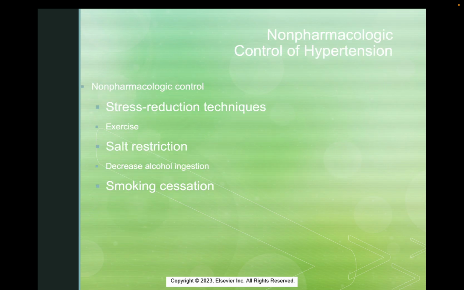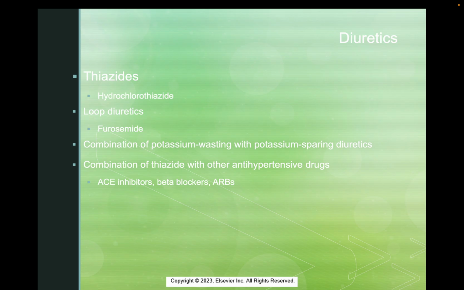So what are things we can do non-pharmacologically for hypertension? This includes stress reduction, exercise, restricting our salt intake, decreasing our alcohol consumption, and always encouraging smoking cessation. So those are all things we can do as far as lifestyle changes to control hypertension.